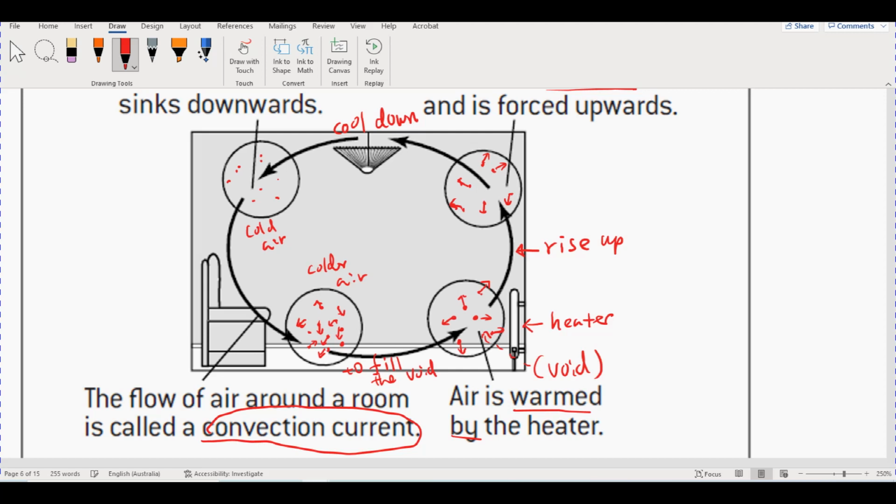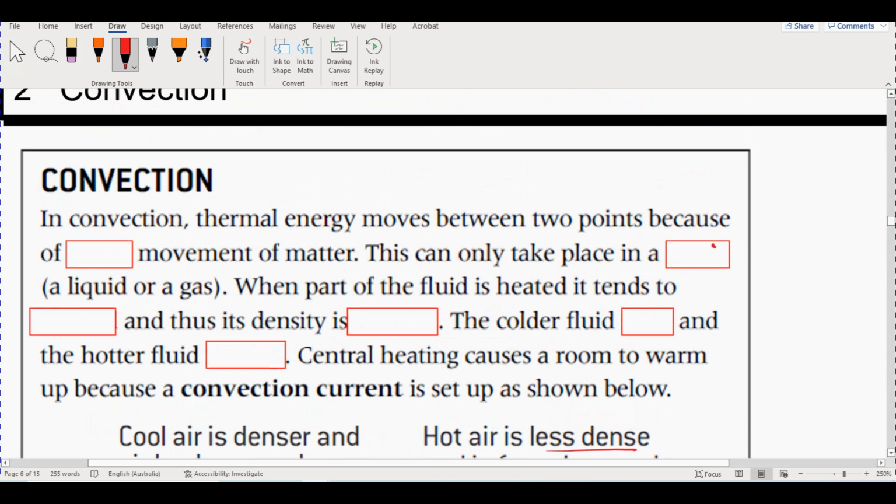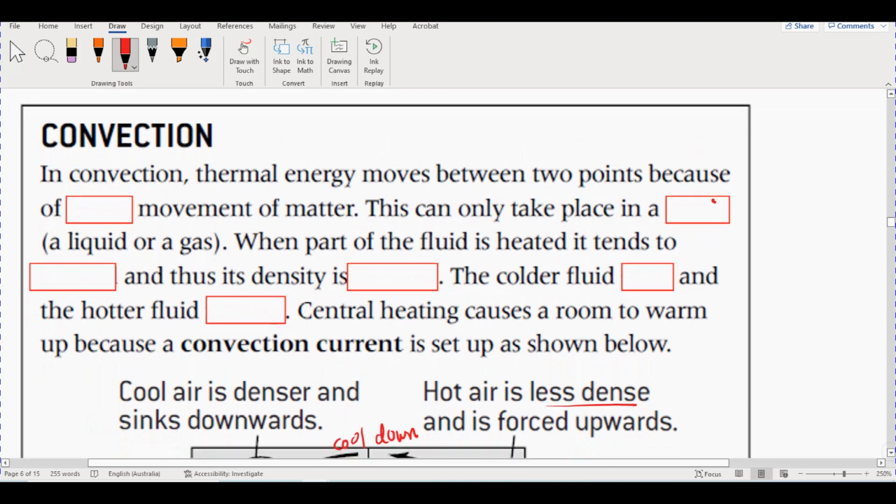That's why we should install our heater at the lower place of the room, while you should install your air conditioning for the cold air at a higher place. So that's why we should understand the mechanism right here.